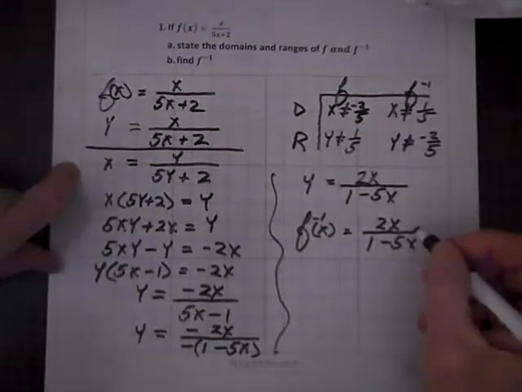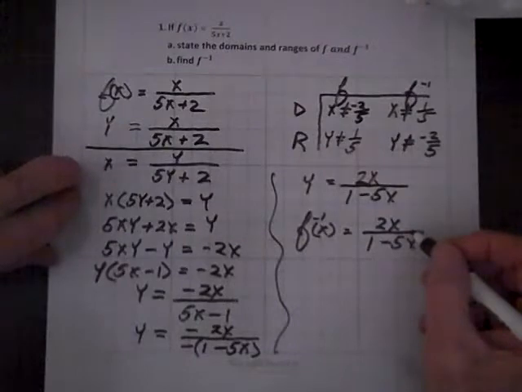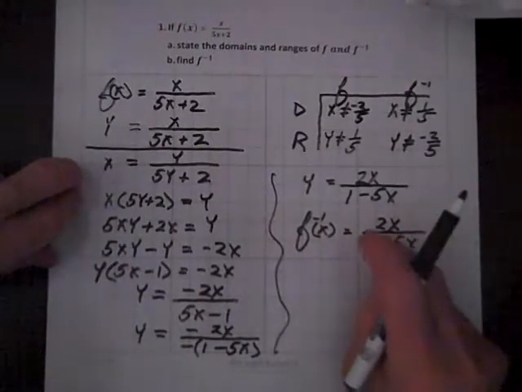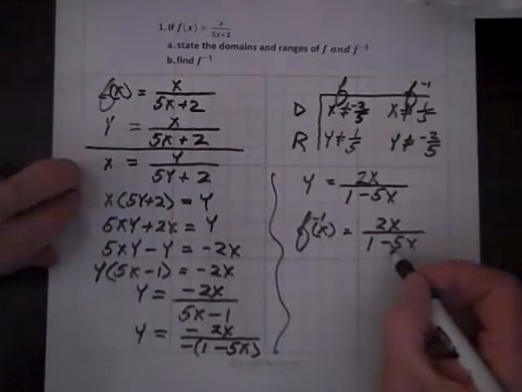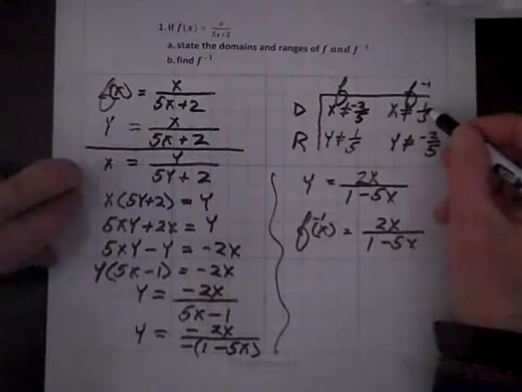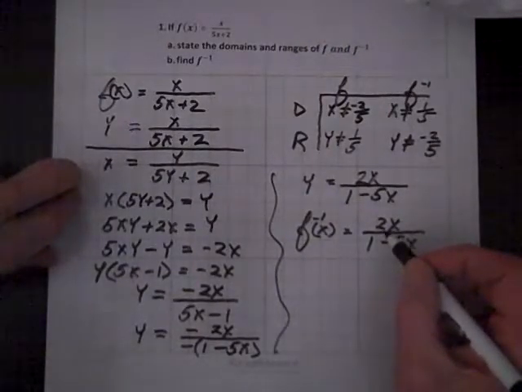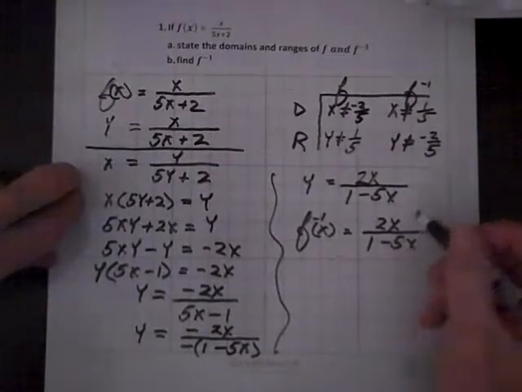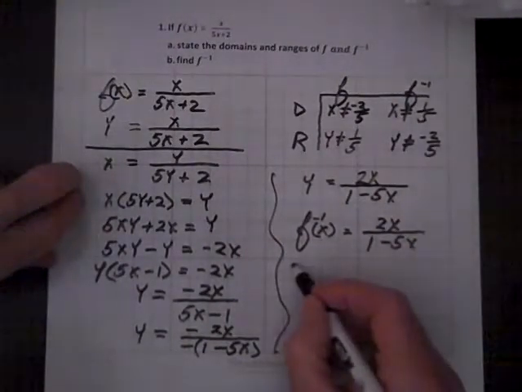Now let's check it out. Let's make sure we have the correct domain and range. So the domain of this inverse function is all reals except 1/5. And notice we've excluded 1/5 from the domain. The horizontal asymptote occurs at negative 2/5, so we have to exclude y equals negative 2/5 from the range, and we've done that, so we're good.